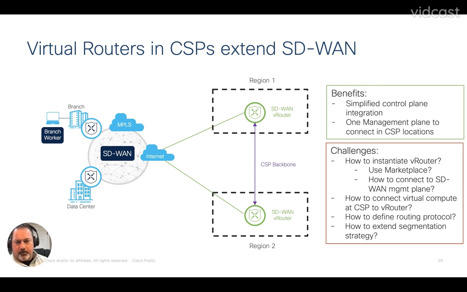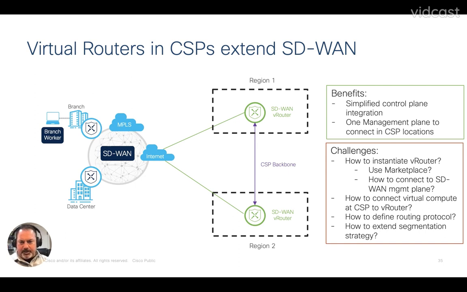However, it presents a new set of challenges. Namely, how do I instantiate that router? In the world of AWS, do I go to AWS Marketplace, search for a Cisco router, and then spin it up, picking the right size for memory and CPU and things like that? And then once it's up, how do I make sure it gets integrated into the SD-WAN management plane? I'll have to open up a console session to it and issue some commands to get it registered. So those connections, once I get it up and running, pose some challenges.